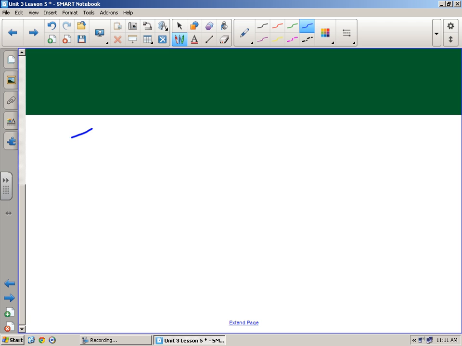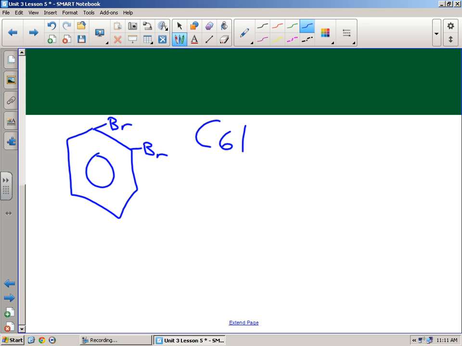So I would say, well, benzene. And I said 1,2-dibromo. There's a bromo there, there's a bromo there. Okay, 1,2-dibromobenzene looks like that. Probably need to come up with a chemical formula for this. So I'd say C6H4Br2 would be the chemical formula for that.